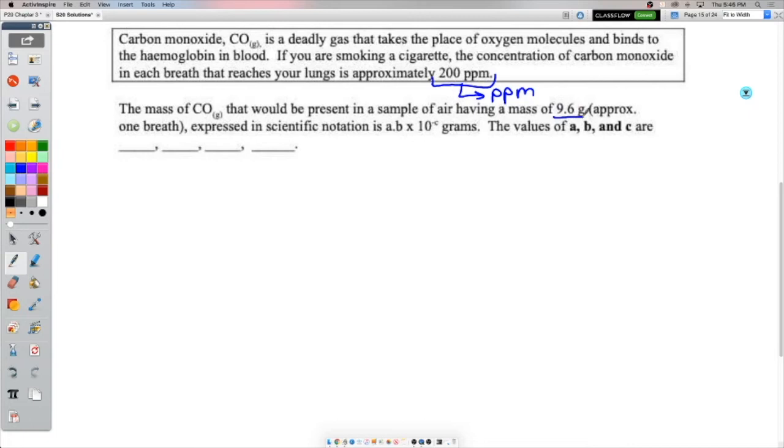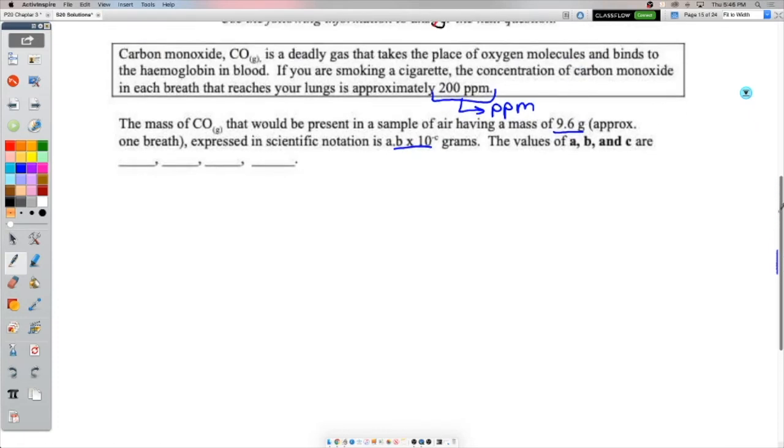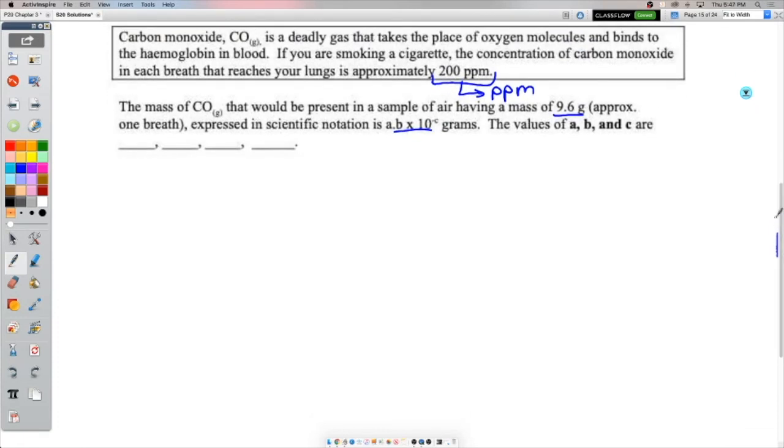So don't forget, air has a mass. It's light, but it does have a mass. Expressed in scientific notation it is A point B times 10 to the negative C grams. What are the values of A, B, and C if you write it that way? Okay, so good enough. Oh, my scroll's not working. There we go. Okay, so the mass of CO, carbon monoxide. So remember, carbon monoxide is the thing that is dissolved in the air. It's the very small concentration, yes, but it is the thing that's dissolved in the air. So that is our solute.